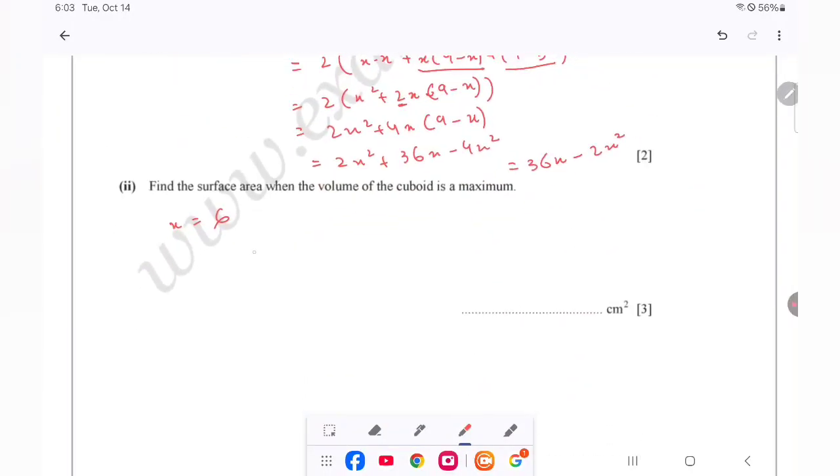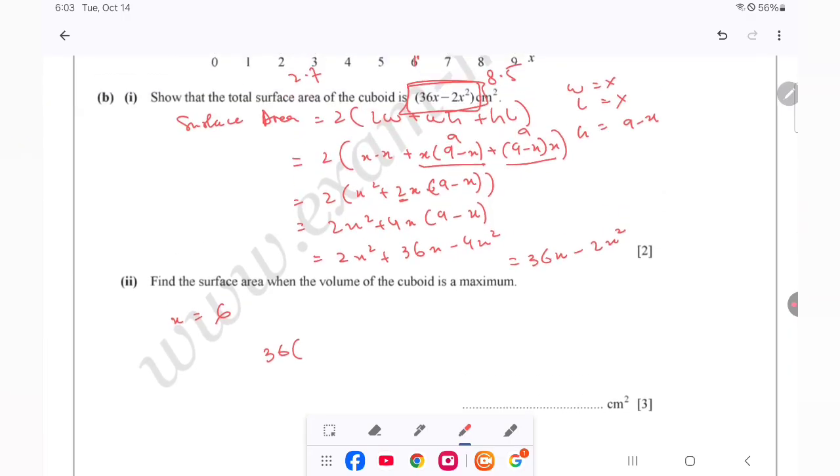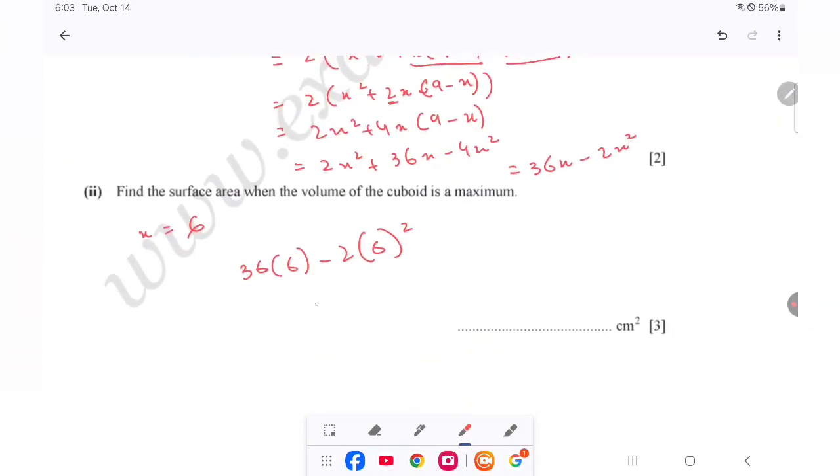Put x equal to 6 in the equation. 36x, on this 36 right here, 6, minus 2, 6 square, and then we solve it further, we will get 144 cm cube, because the question says that all the sides are in cm. This is our answer.